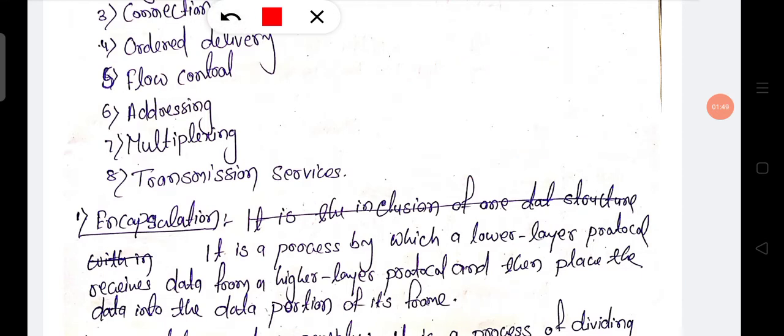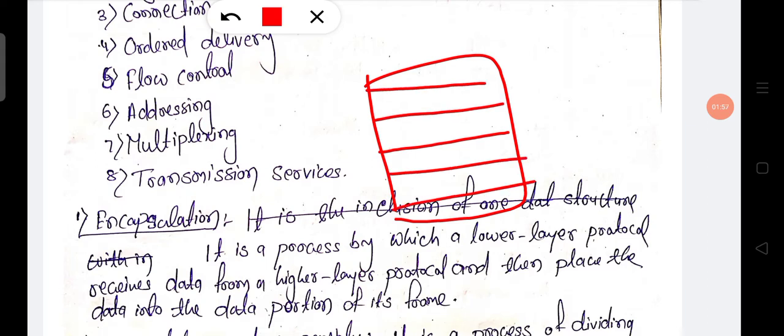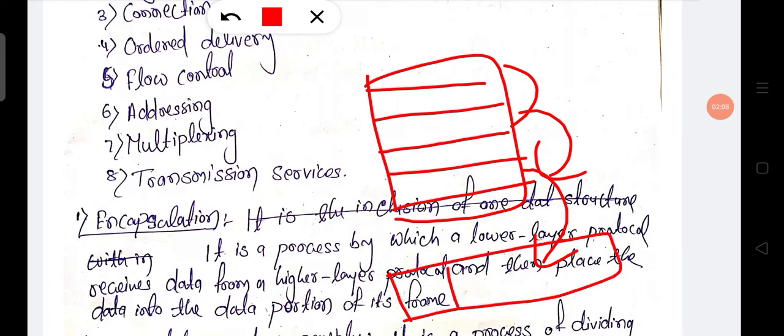language, encapsulation means whenever the higher layer gives data to the lower layer, the lower layer takes that data and encapsulates it into the frame where the data should be. Let's say here the data should be reached, so the lower layer sends the data received from the upper layer and encapsulates that data inside the frame. That is called encapsulation.